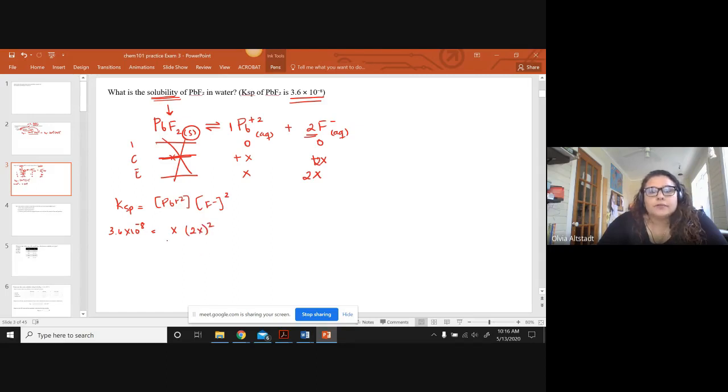Now, why am I going through this? I want to find out how much of this dissolves, so I need to find X. X is how much of that solid actually dissolved and made the ions. So I'm looking for X here. This is going to be 4x cubed, okay? So 3.6 times 10 to the negative 8 is 4x cubed. I'm going to divide by 4.